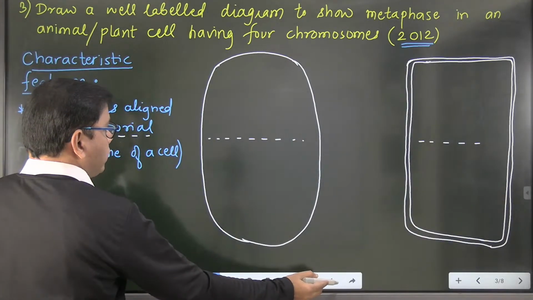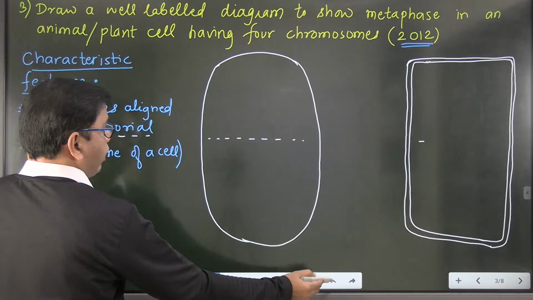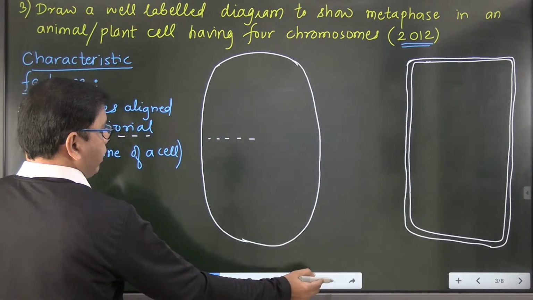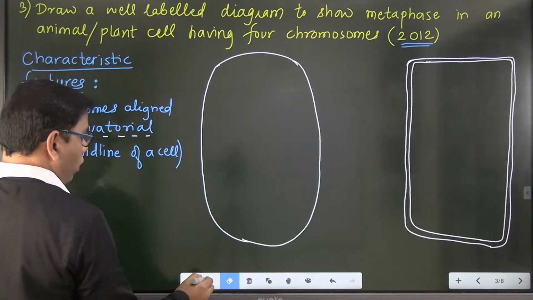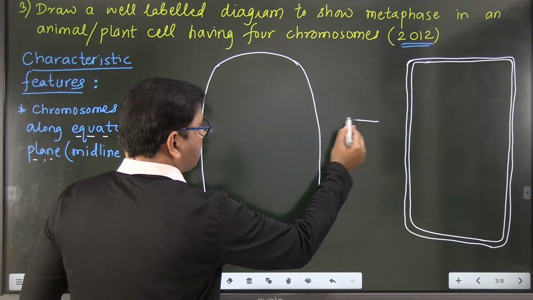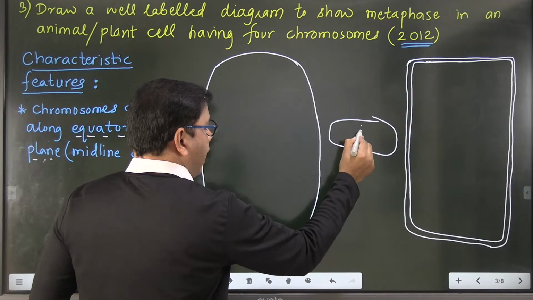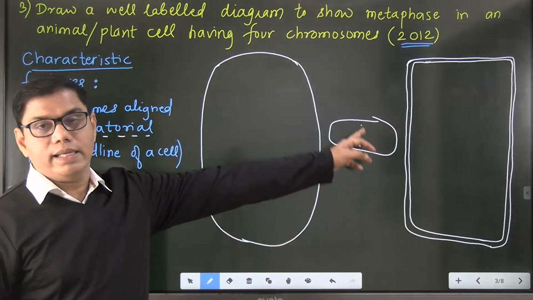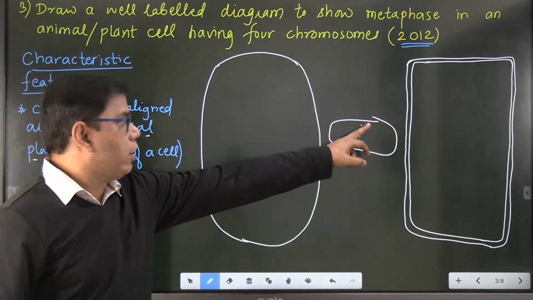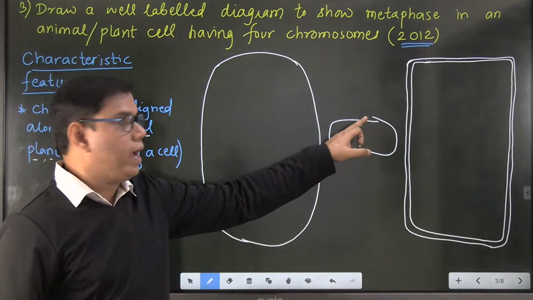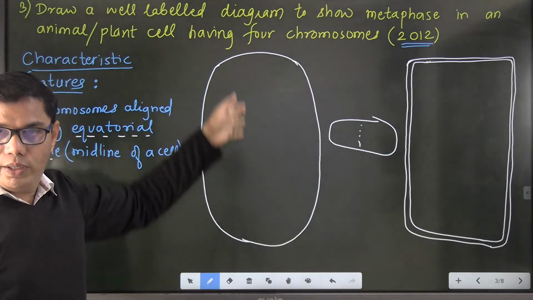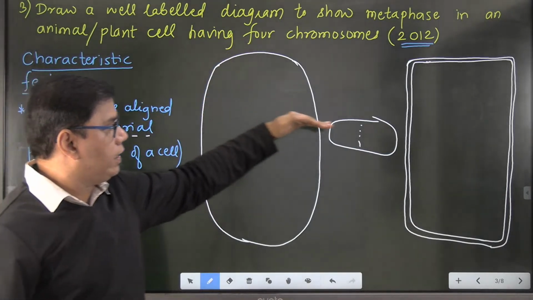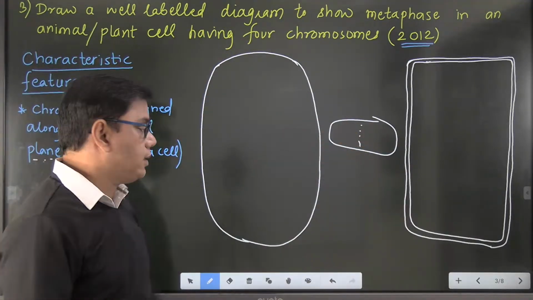Now where confusion comes is when you refer to a ready-made diagram or any notes. They draw a cell something like this, so their equatorial plane is this one, right? But we are not drawing a diagram like this. Our diagram is a kind of portrait, standing, and here it is like sleeping, or a landscape diagram.